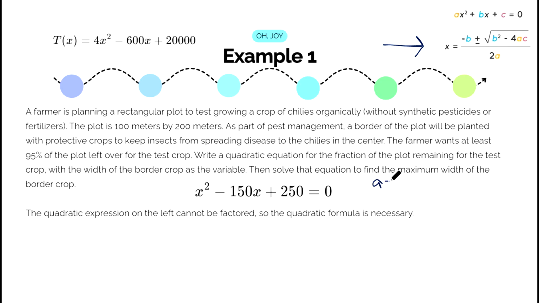A equals 1. B equals negative 150. And C equals positive 250. So I found all of these. Now I need to use this formula to solve.